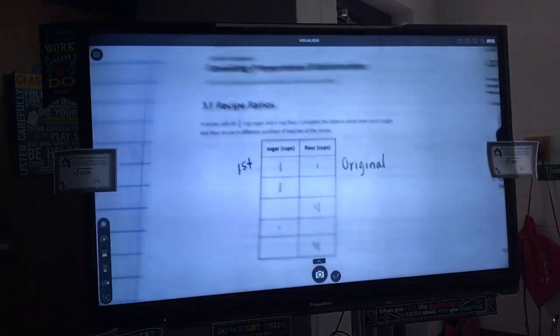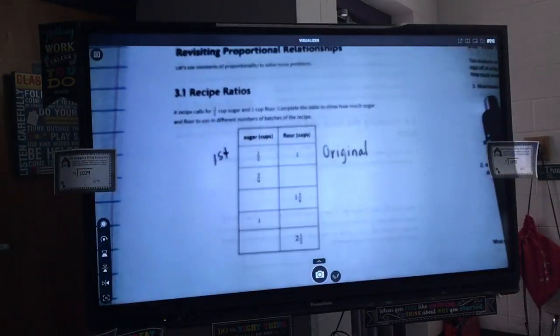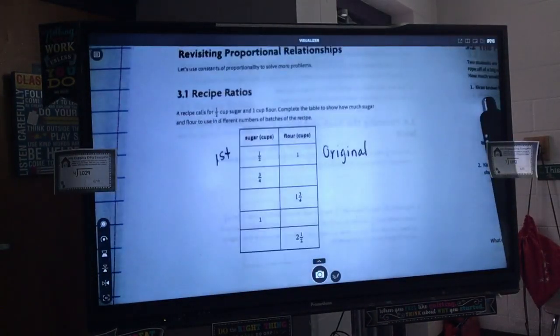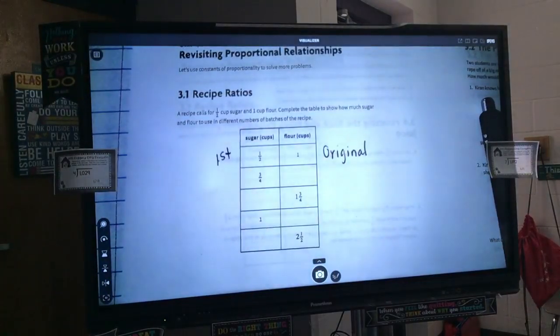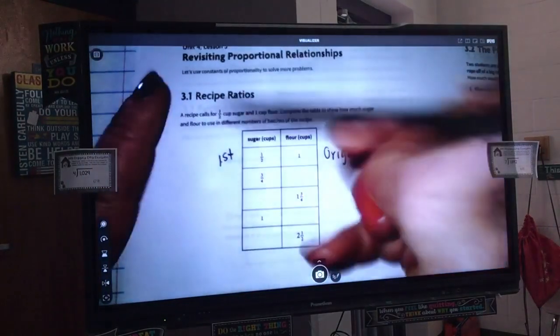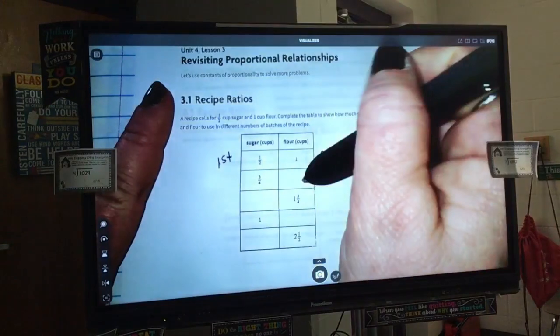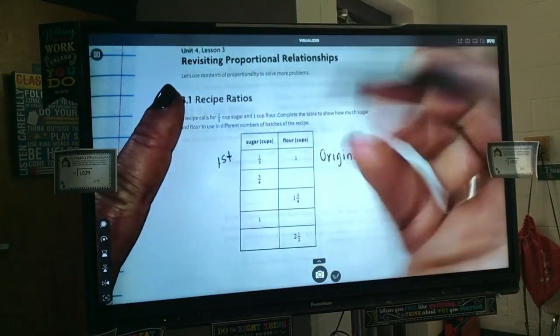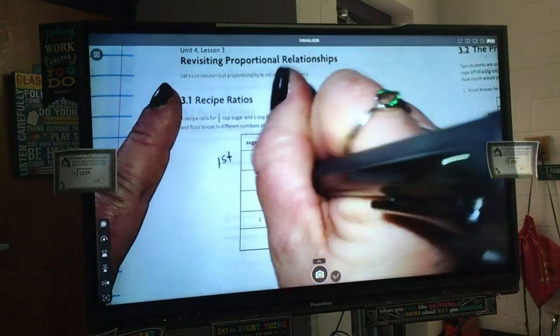So, first, let's fill out the chart. All right, so your first column, the sugar is half, your flour is 1. So the next column, they give you your sugar 3/4. What is your flour column? Brock. 1 and 1/2.